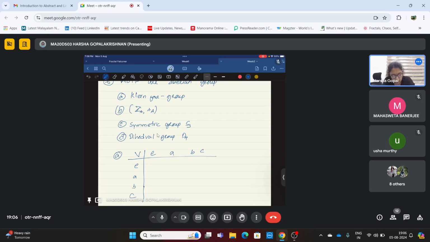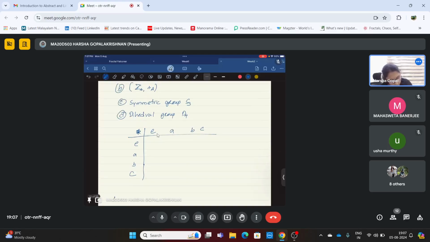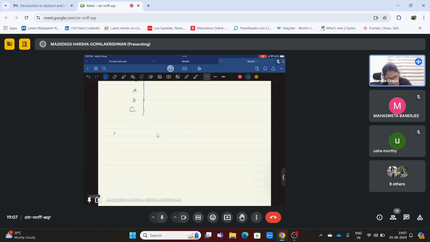Okay. So the operation star, this is a kind of group table. We can write the group table like this. Before that, let me give the group table of Z4 under plus 4. This is Klein four group. We will come to that after Z4 under plus 4.